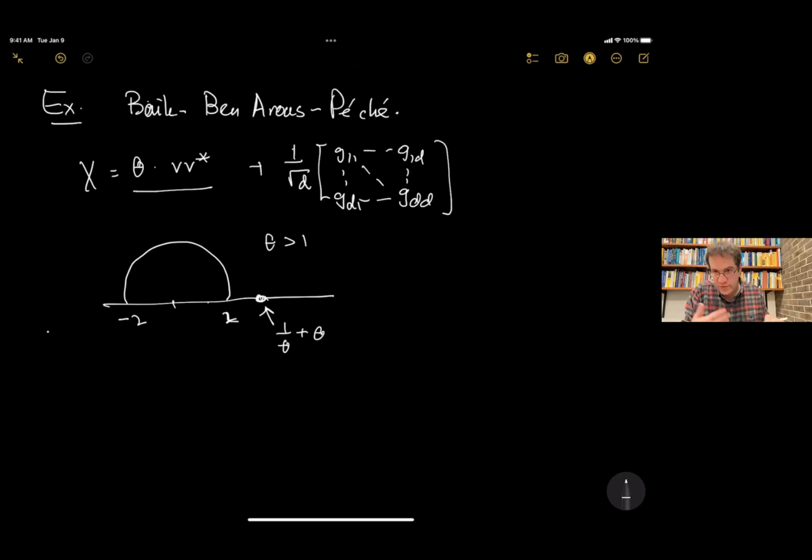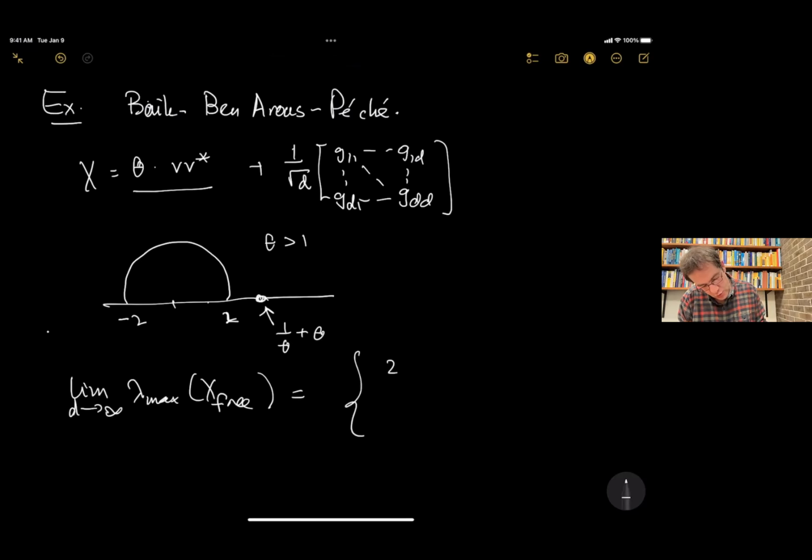But this behavior is perfectly reproduced by X free. It turns out that if you compute the limit as D goes to infinity of lambda max of X free, it's exactly 2 if theta is less than or equal to 1, and it's 1 over theta plus theta if theta is more than 1. And why can we do this computation?